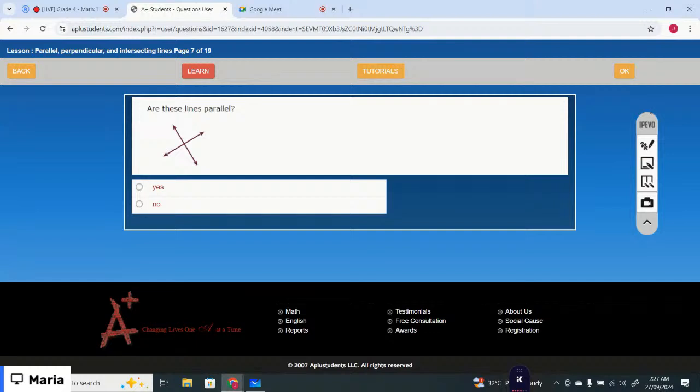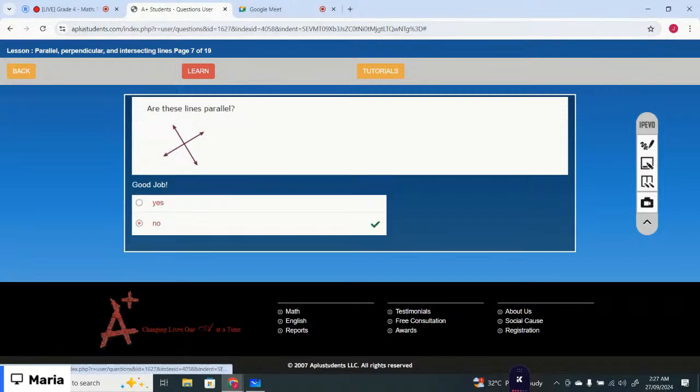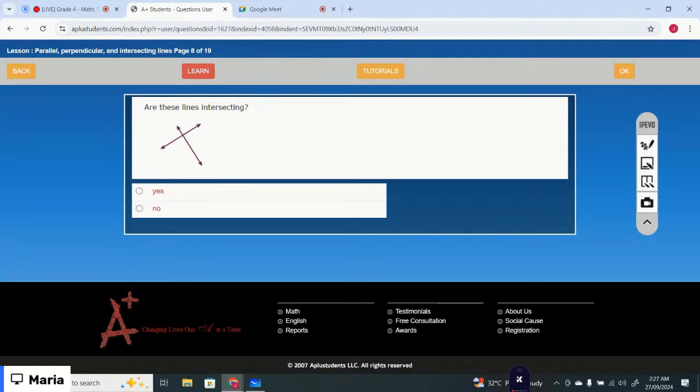The correct option is no, they are not parallel lines, right? They are intersecting lines, but parallel lines never intersect each other, right? Are these lines intersecting, which is the correct option? Yes, they are intersecting lines, right?